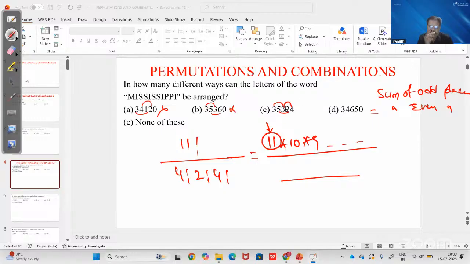So 10 minus 7 is also not possible. 3 plus 6 is 9, and 4 plus 5 is 9. So 9 equals 9. In both cases, I am getting the same value. So D is our answer. There is no cancellation of the 11 table. So the answer is D.